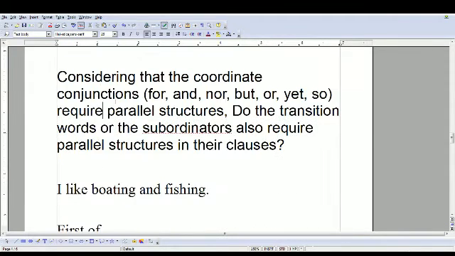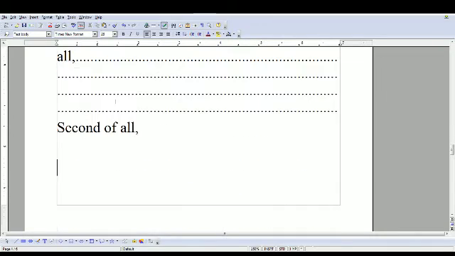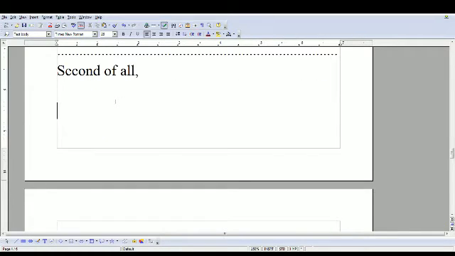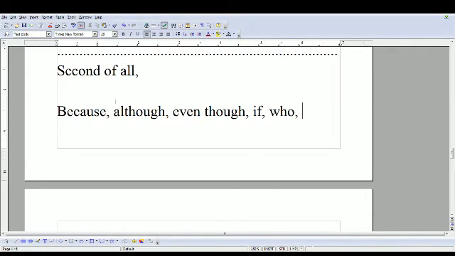All right, so let's go to the next one. You're saying, do subordinators also require parallel structure? When you're talking about subordinators, let me give some examples for my audience here. You're talking about words like because, although, even though, words like if, words like who, maybe that, maybe which.